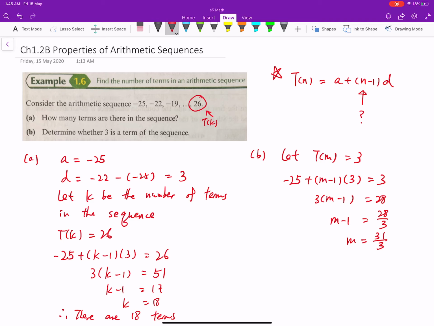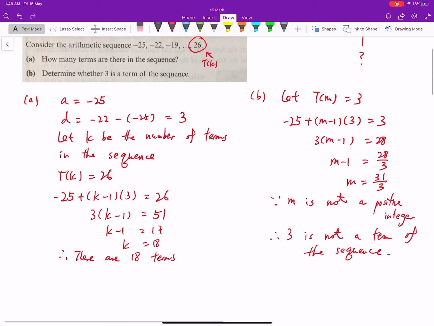Okay, because m is the term number. It's like t1, t2, t3. You won't have something like t1.2 or t2.5. So because it is not a positive integer, there's no such term of 3. So 3 is not a term of the sequence. Okay, get it? So we go to the next one.